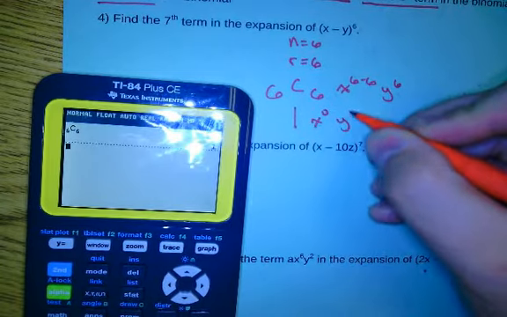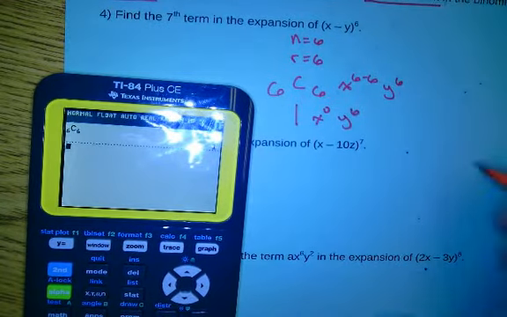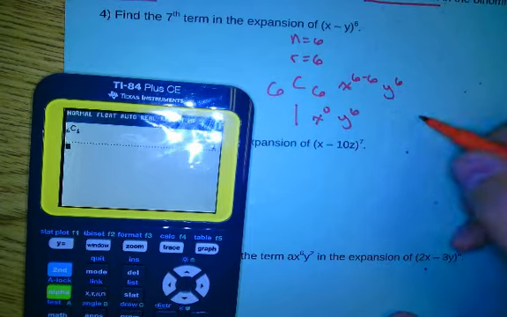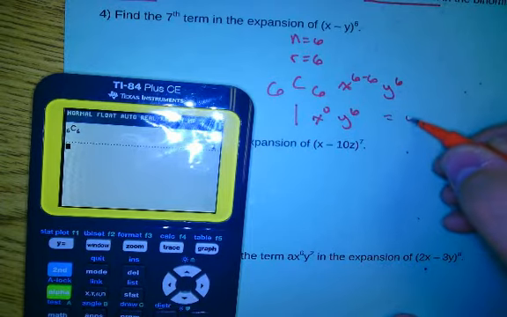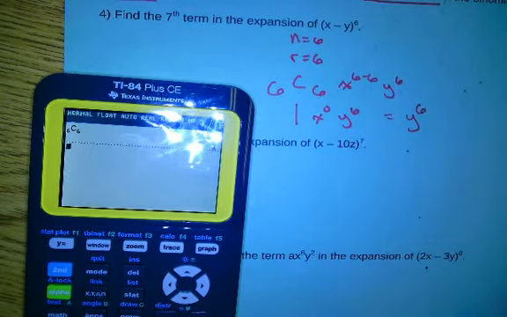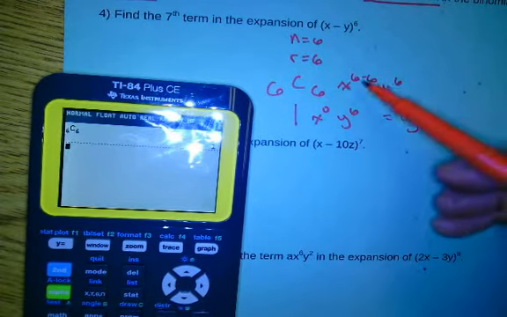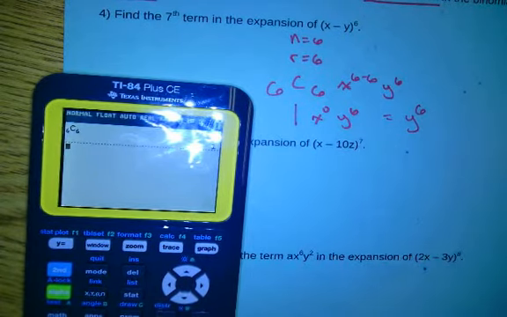And then y to the 6th. Is this all simplified nicely? So what's 1 times 1 times y to the 6th? Y to the 6th. 6c6. 6 minus 6, 6.